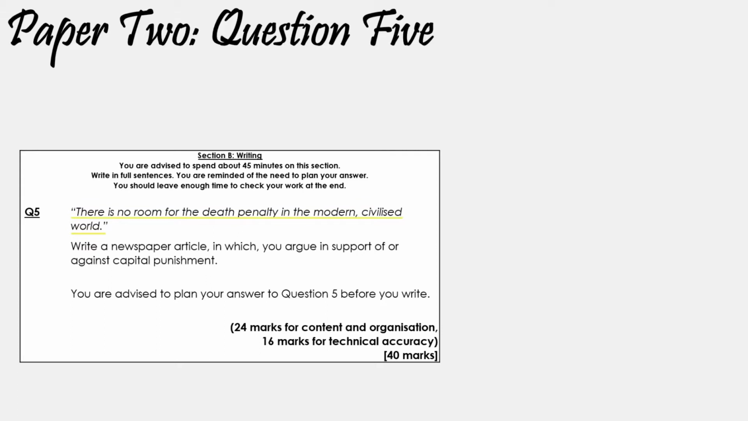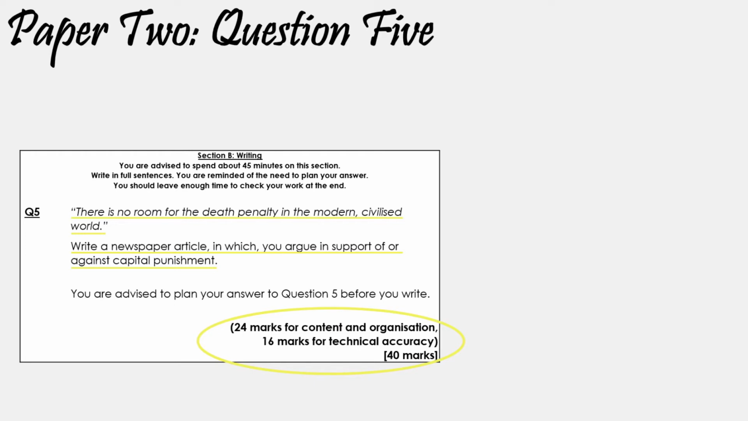Now a question 5 looks something like this. It gives you a statement to respond to and give your perspective on. This statement will be linked in some way to the 2 texts in section A. You are then given the form, the audience, and the purpose that you are being asked to write in. So in this example, it's a newspaper article form, which is a pretty generic audience, and it's asking you to argue for or against for the purpose. Now, as the paper is called Writers' Viewpoints and Perspectives, you are then being asked to give your perspective on the issue.